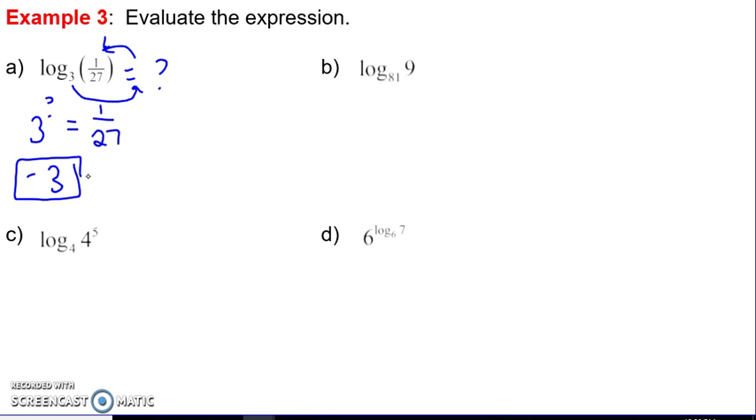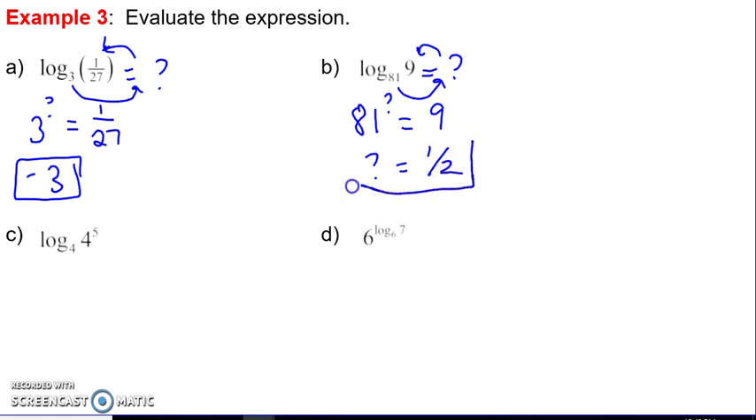Then when I look at B, I have log base 81 of 9 equals what? Ultimately, I want to know 81 to what power gives me 9 by changing it to exponential form. So I know that that question mark is going to equal a half.